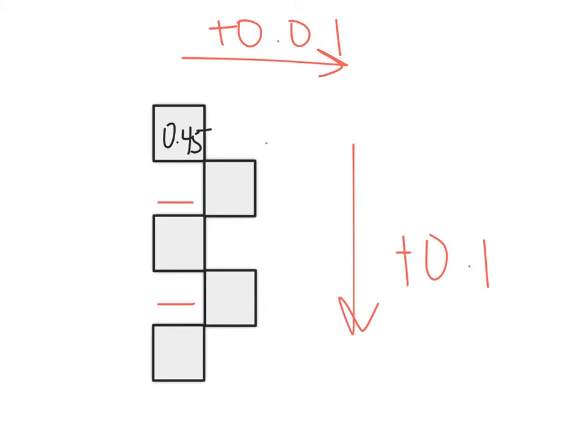So let's go ahead and start with our up and down. I'm going to look here at this 10th spot, and then every time I go down, I'll be adding 1/10 to that. So 0.45 would then be 0.55, 0.65, 0.75, and 0.85.